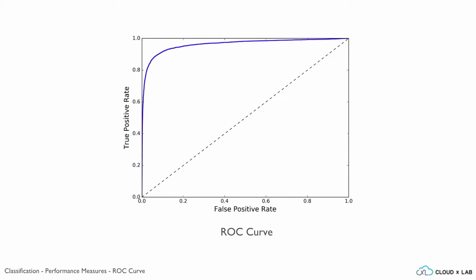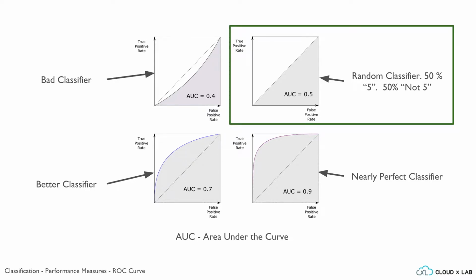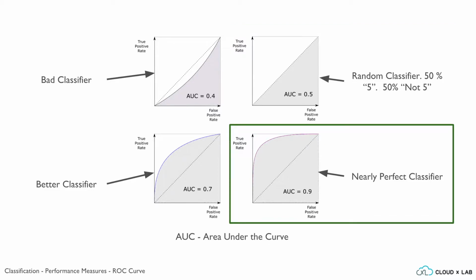Now let's come back to ROC curve. The ROC curve plots the true positive rate against the false positive rate at various thresholds. We can use ROC curves to compare various classifiers. One way to compare classifiers is to measure the area under the curve. Higher the area under the curve, better the model is. A pure random classifier has the area under the curve equal to 0.5, whereas the perfect classifier has the area under the curve as 1.